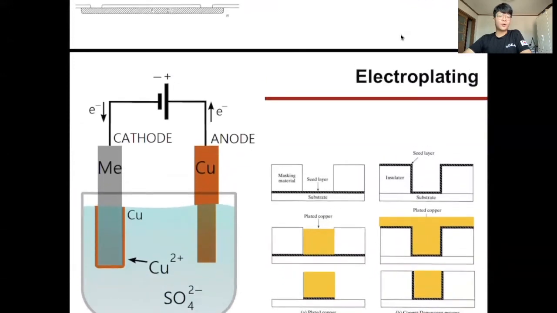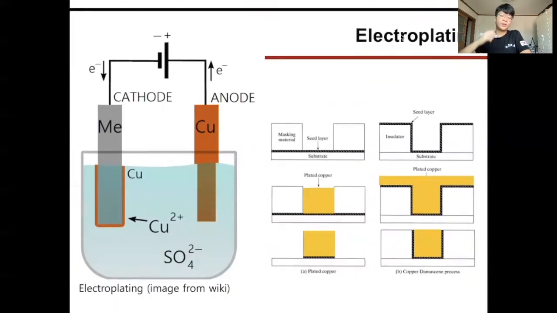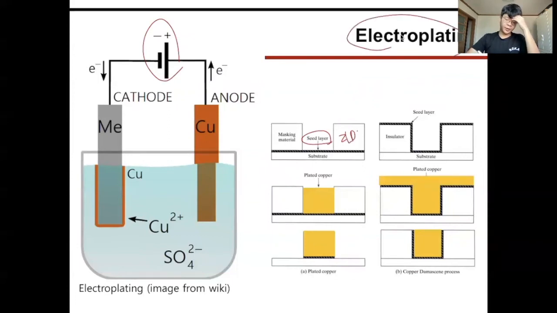Electroplating uses ionization to metallize in a simpler, easier and cheaper way. So we first put a seed layer and then deposit the ILD, and then we electroplate the copper.